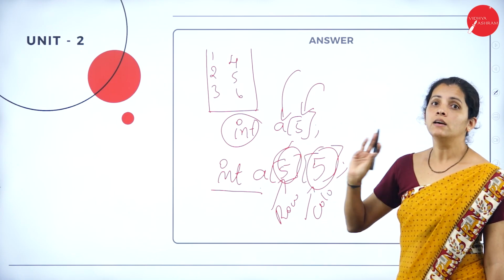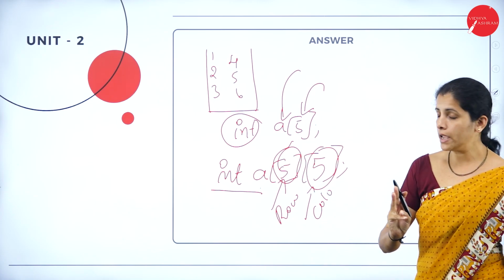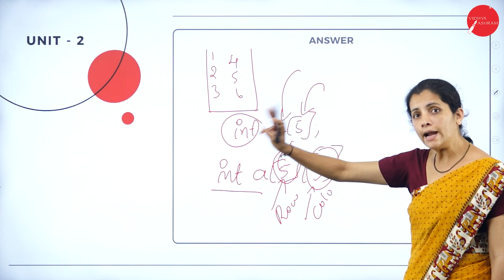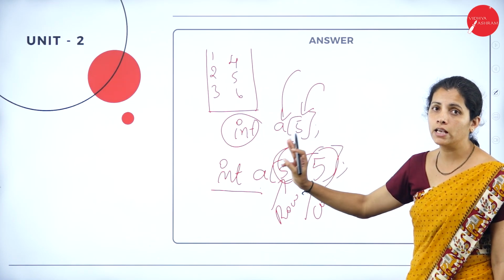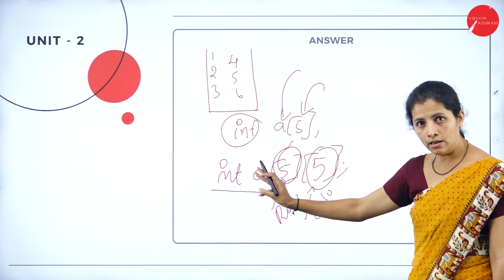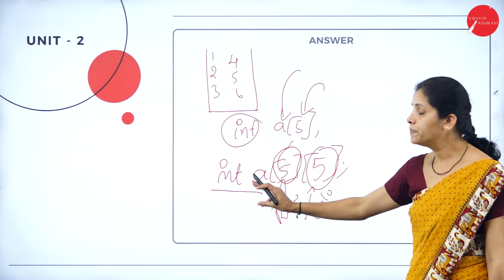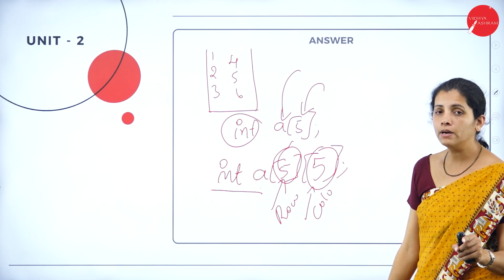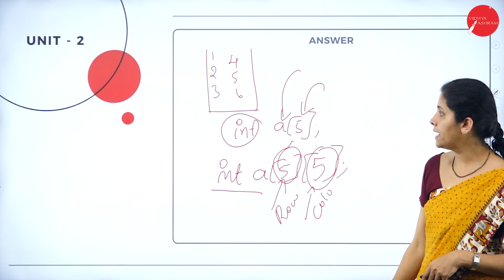Then write there are two types of array. Tell what is a single-dimensional array, then write the syntax, then write the example. And for the second one, that is two-dimensional array, define what is a two-dimensional array, write the example, and syntax.